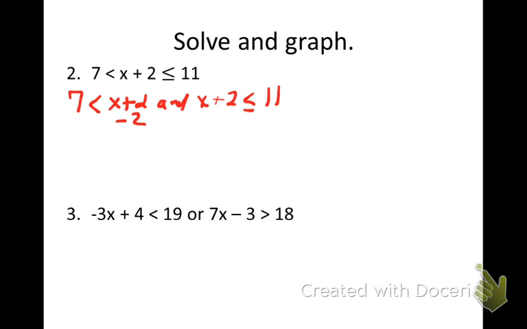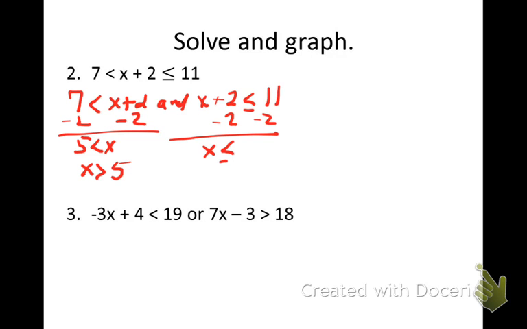So solving this, we would subtract 2 from each side and get 5 is less than x, but here I am going to write it x is greater than 5. That'll help me when I get ready to graph here in a minute. Subtract 2 from each side, we get x less than or equal to 9. This is an and, so we are graphing the intersection where these two overlap.